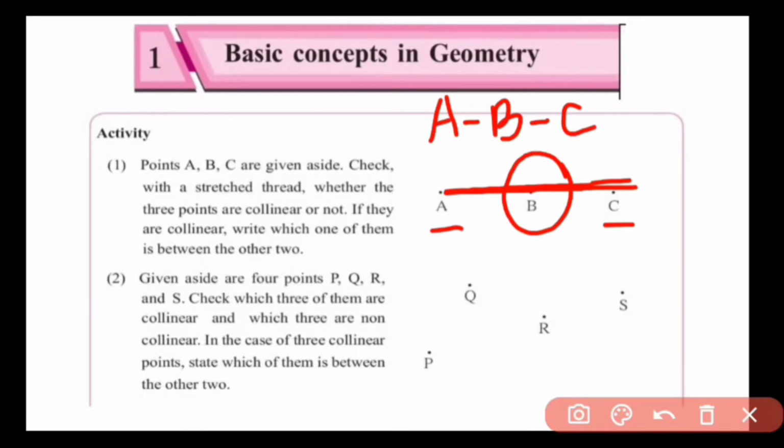Now let us see this second activity. Given aside are 4 points P, Q, R, S. Check which 3 of them are collinear and which 3 are non-collinear. In the case of these collinear points, state which of them is between the other 2. So children, if the points are collinear, then only we can say that one point is in between the other 2 points. But before that, we have to check here which 3 points are collinear.